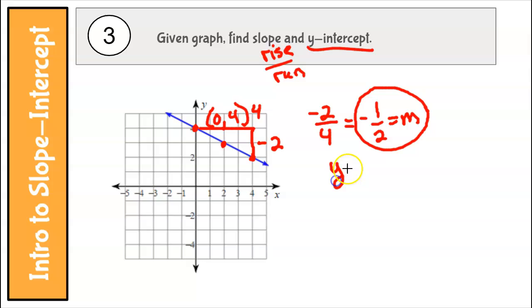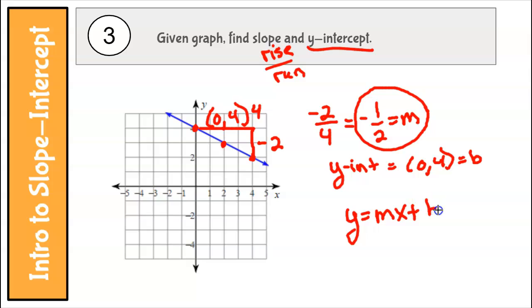And my y-intercept is 0, 4. That's b. And again, I didn't write it on the last one. You should write it on this one. Y equals, the slope is 1/2, x plus 4. Negative, because it's going down.